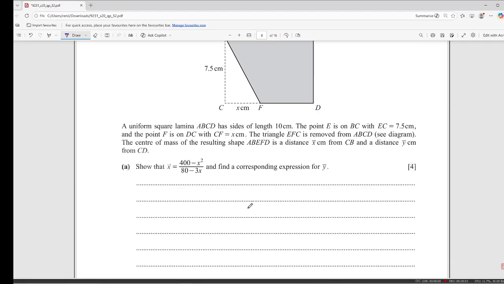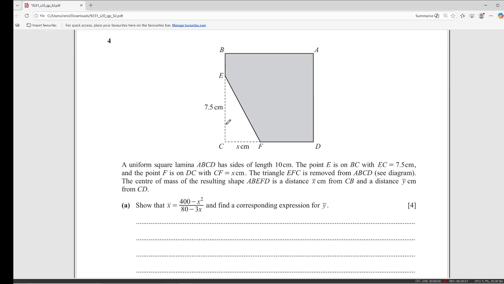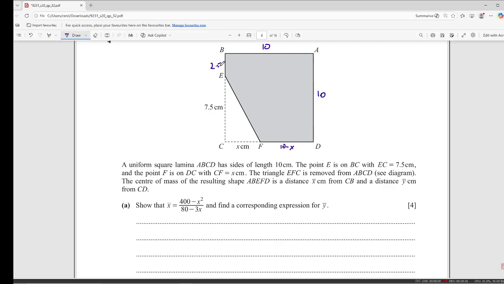Okay, equilibrium. Equilibrium is a really easy chapter. There's a very simple way to solve this. You don't need to read the question most of the time, but for the sake of it, I will read it. Uniform square lamina ABCD has sides of length 10 centimeters. Okay, so I'm going to label this as 10 minus x. This is going to be 2.5. This is 10. This is 10. Okay. I think I can make that a bit more visible. Yeah. The point E is on BC, with EC equal to 7.5. The point F is on BC such that CF equals x.